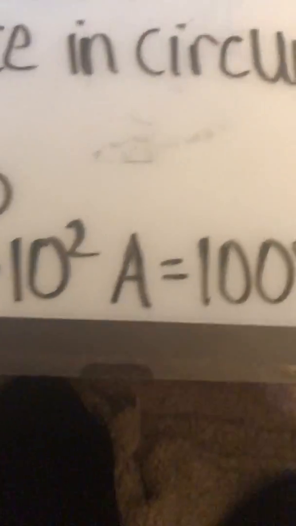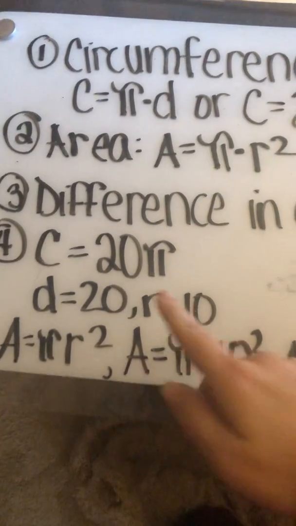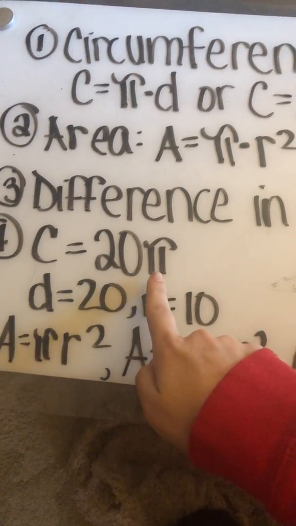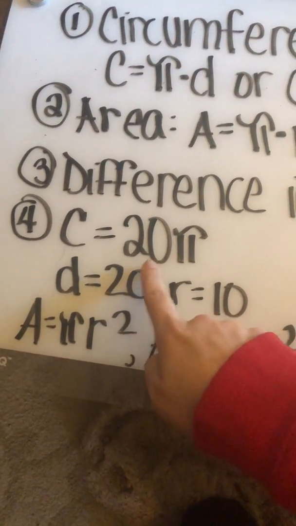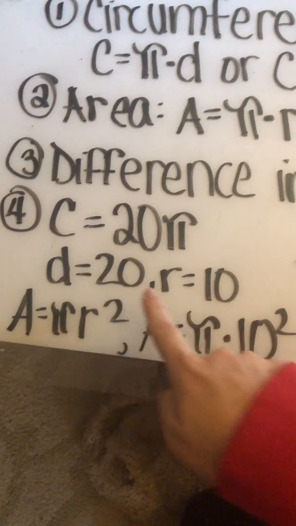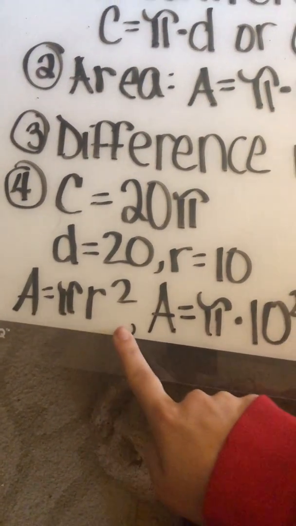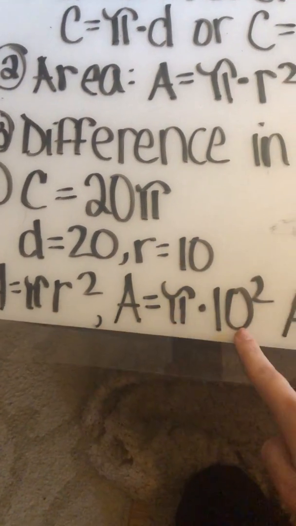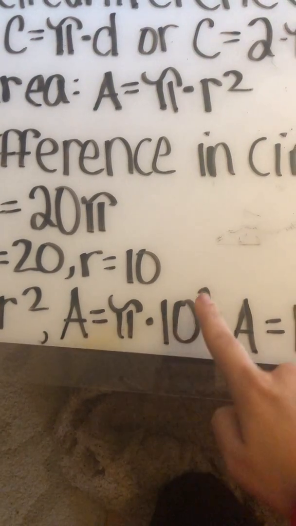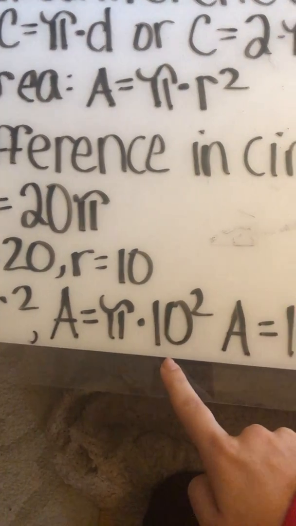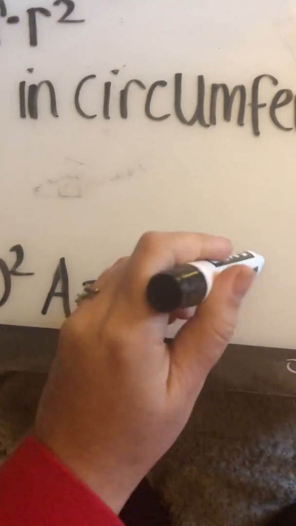Okay, so here it is again. Circumference equals 20 pi. They're asking us to find the area in terms of pi. Given this information, I know that 20 is your diameter, which makes your radius 10. If we're finding area, we're using this formula. We plug in 10 for the radius. We're looking for the area in terms of pi, so all we need to do is 10 to the second power, or 10 times 10, and we get our final answer, that area equals 100 pi.